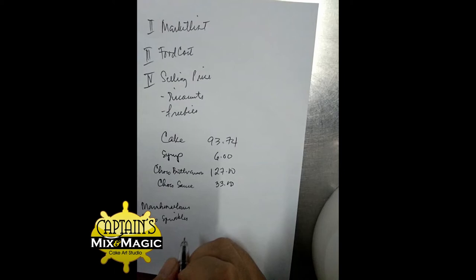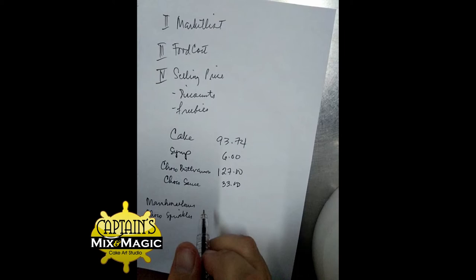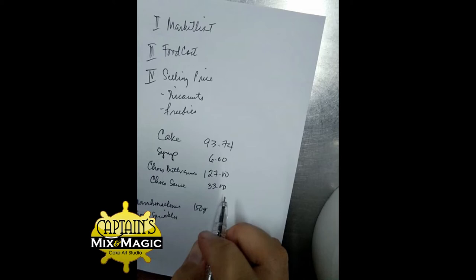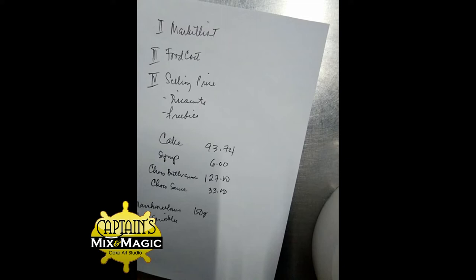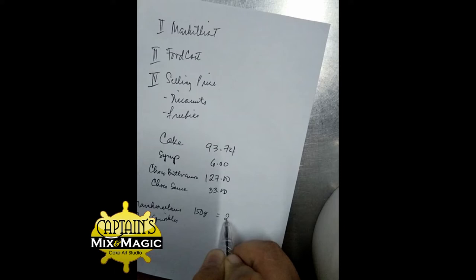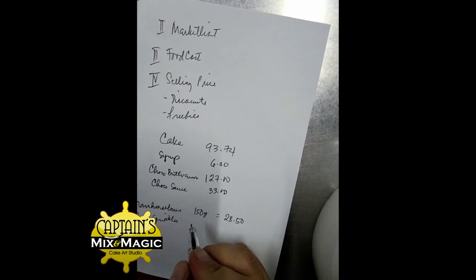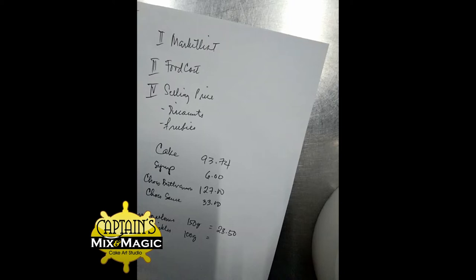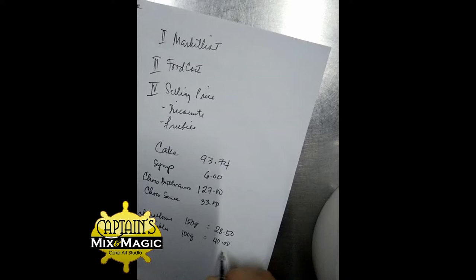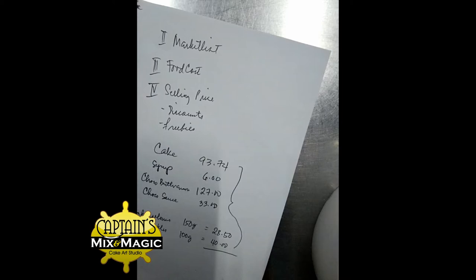The marshmallows that were used for the cake, including the filling po, let's say 150 grams yung na-consume natin. So, that's 150 times 0.19. That's 28.50 pesos worth of marshmallows. And chocolate sprinkles, 100 grams. So, that's 40 pesos ng chocolate sprinkles. Okay? So, we add all of this. We add all of that, and that's your food cost for the cake.